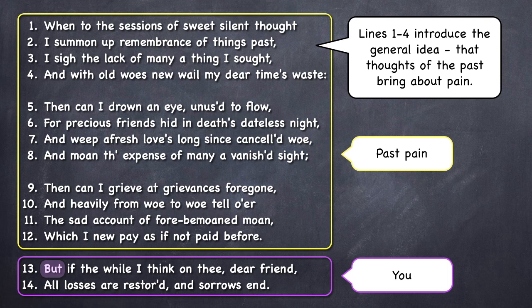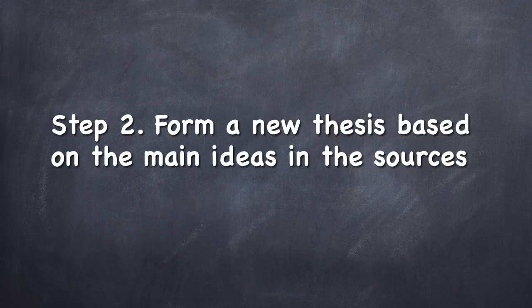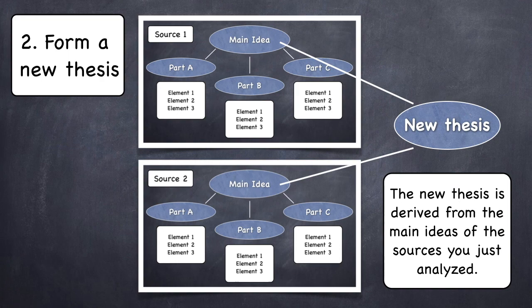The whole point of this sonnet is that in section 1, I experience a lot of pain when I think about the past. But in section 2, however, when I think of you, all my sorrows disappear. And this is the gist of our second source. Step 2, form a new thesis based on the main ideas in the sources. And again, this is the visual.